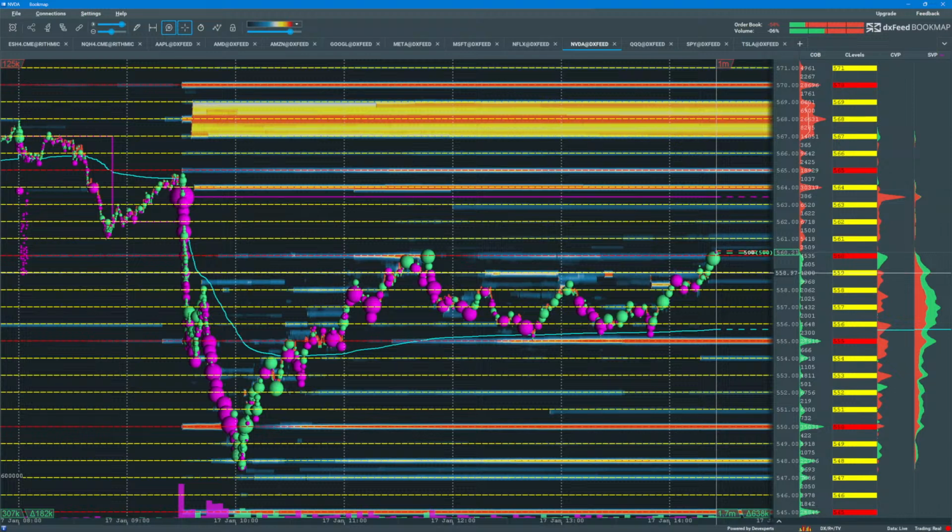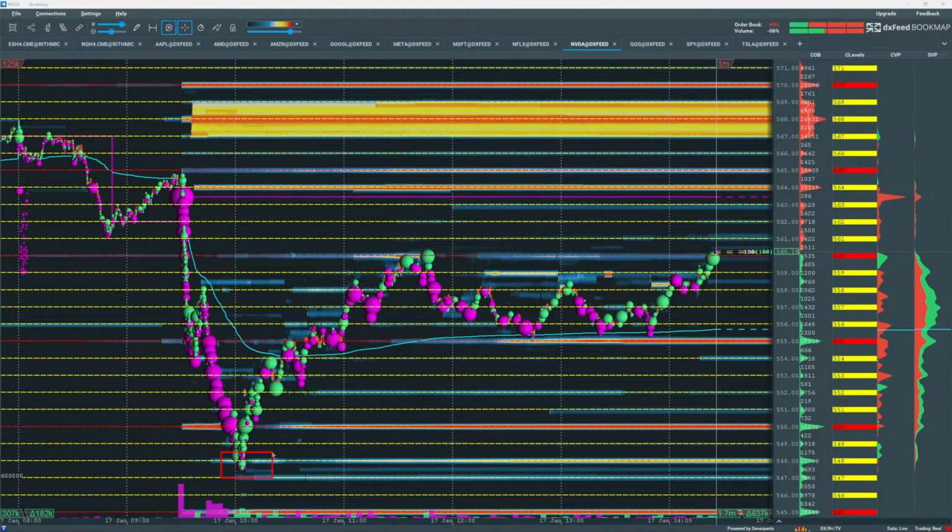Note that for NVIDIA, and this is really interesting, 547.50 is the put wall. And note where price reverses. It's just not even a round number level, not a 45 or 550. It's 547.50, and price reverses right at that level.